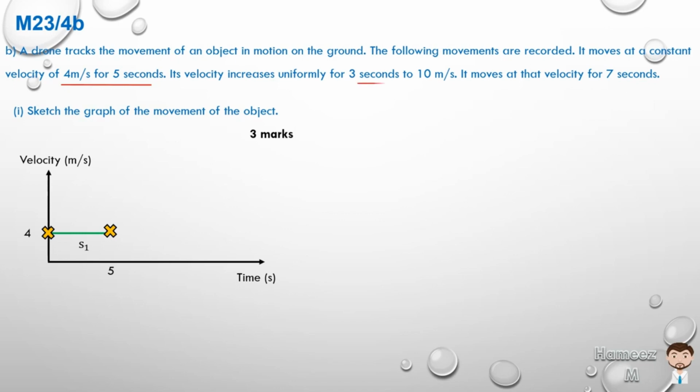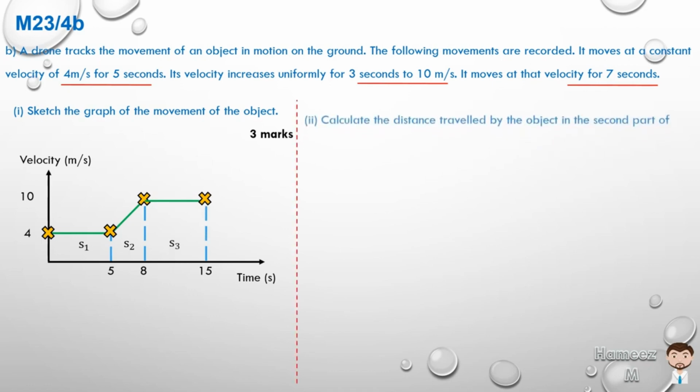And then what happened? Its velocity increases uniformly, means it's accelerating positively. So the graph is going to go upwards for 3 seconds to 10 meters per second. So you can bring up that point. 5 plus 3 is 8. So at the point where time is 8 seconds and velocity is 10 meters per second, you can now draw a line from 5 sloping upwards to the right. And for the last part, it moves at that velocity for 7 more seconds. So it's remaining constant for 7 more seconds. 8 and 7 is 15. So at 15, 10, where the time is 15 and the velocity is 10, you can draw a line across to indicate that motion.